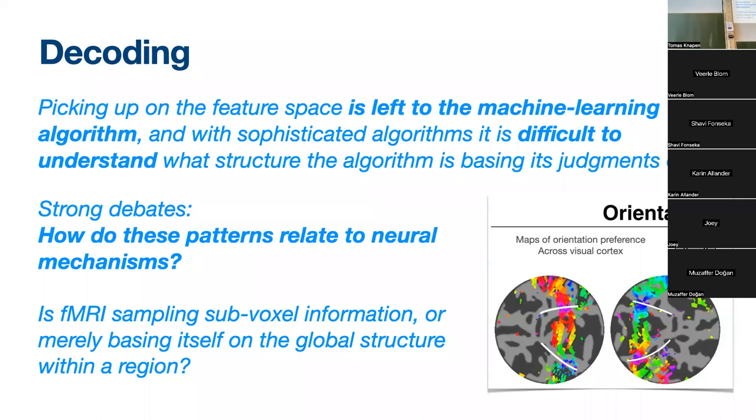we're leaving a lot open, right? We're letting a lot of the heavy lifting be done by this classification algorithm. And it means that in terms of inference, what we want to be able to say about what the neurons are doing, what the brain is doing underneath the measurement that we're taking, is left out in the open. We're not even trying to answer it.